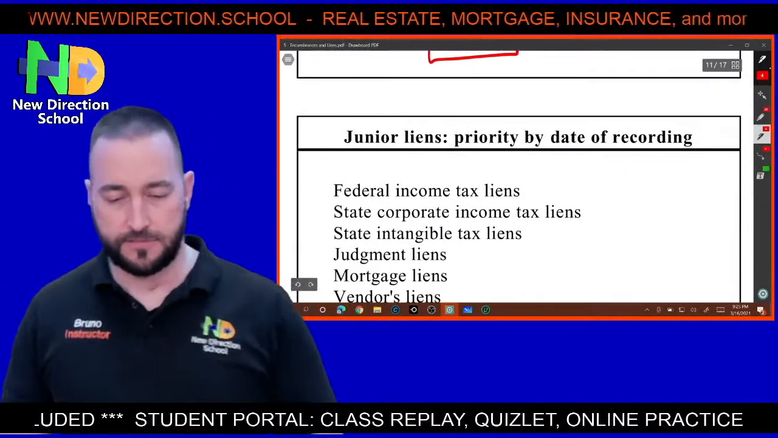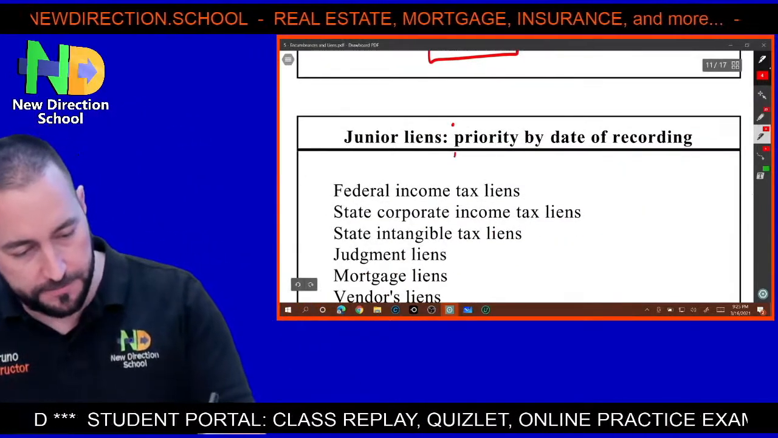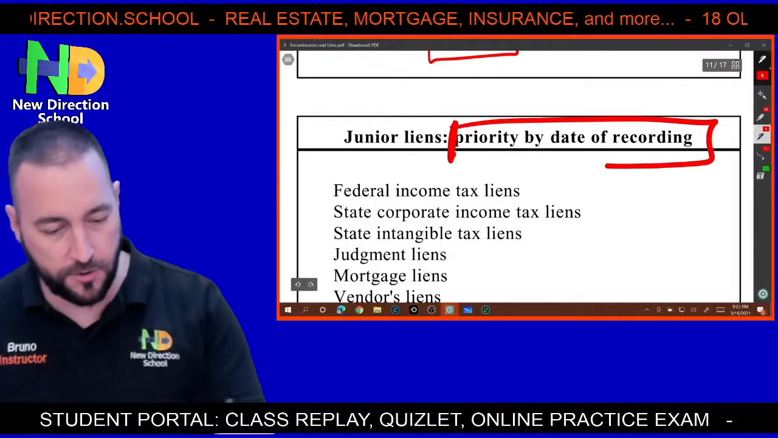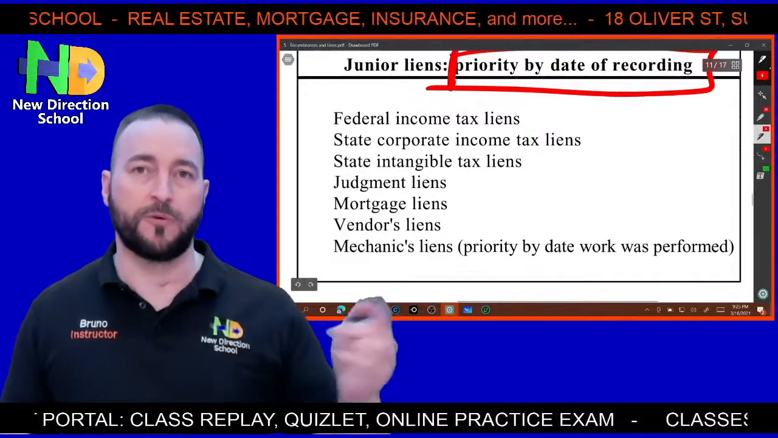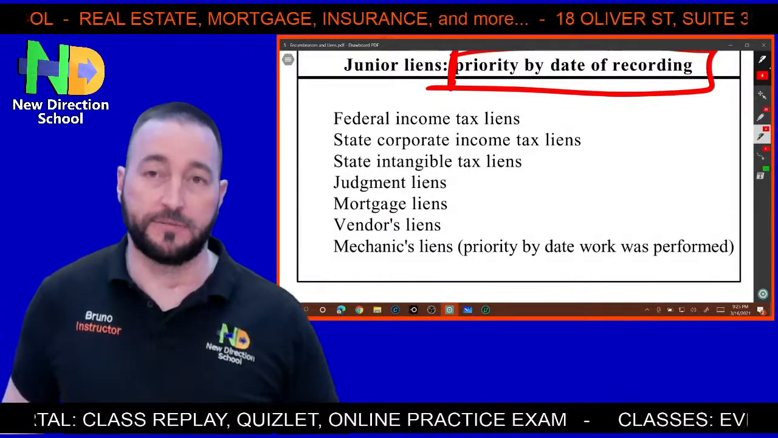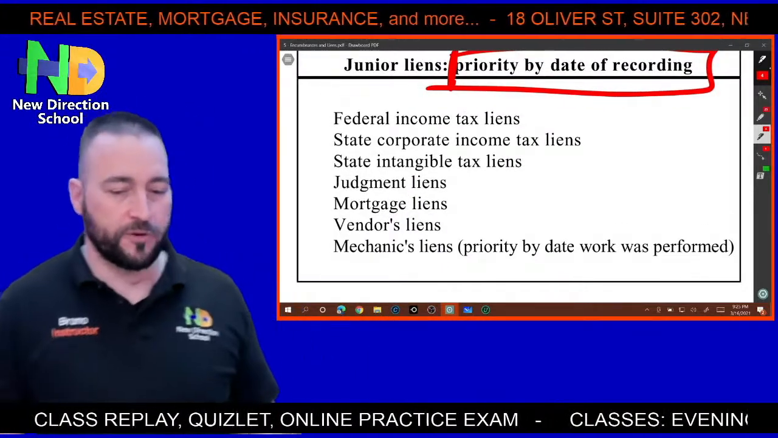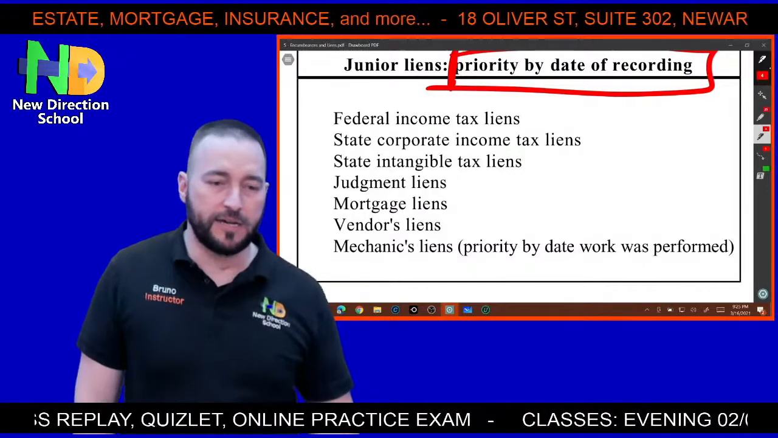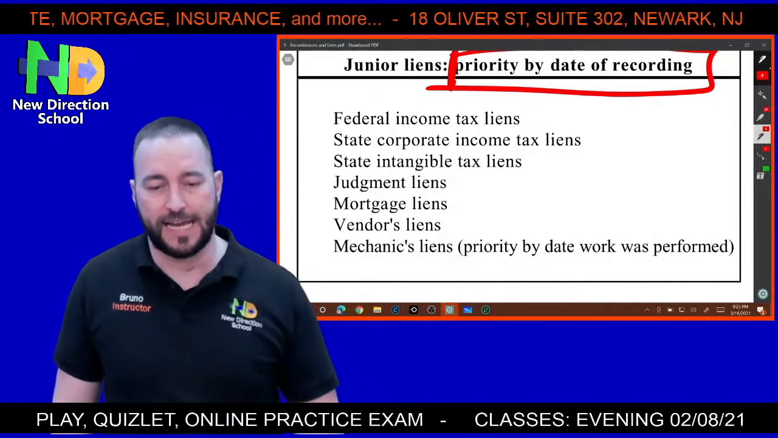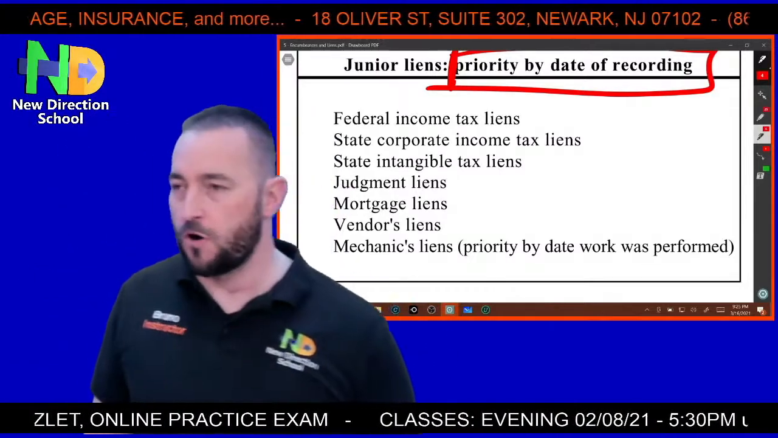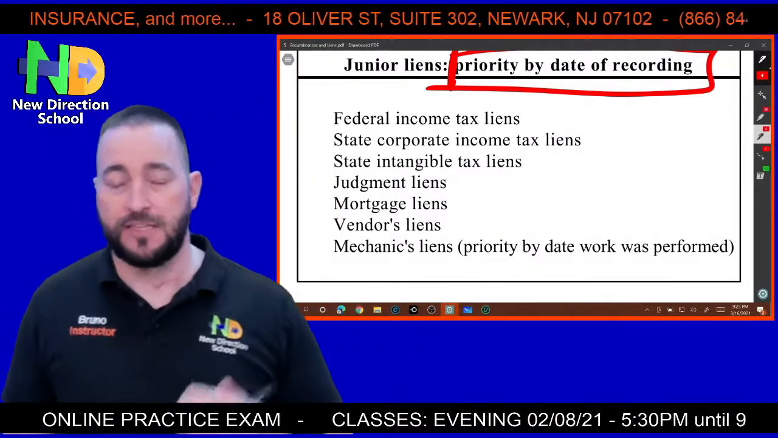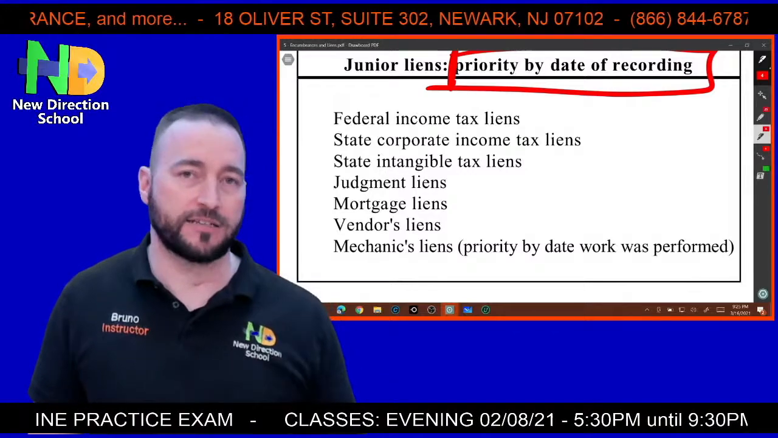Junior liens, their priority is based on when they were recorded in public records. So junior liens could be, now we're talking about IRS, federal income taxes. It could be state corporate or income tax liens. It could be state intangible tax liens, judgment liens, mortgage liens, vendors liens, or mechanics liens. These will be after taxes.